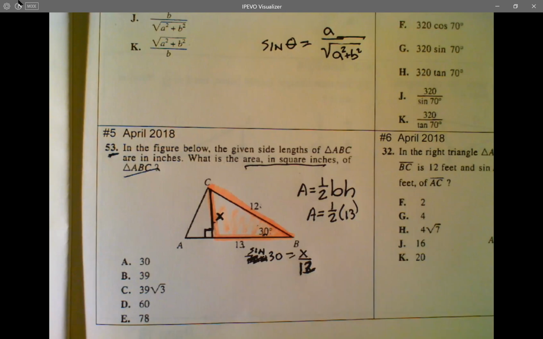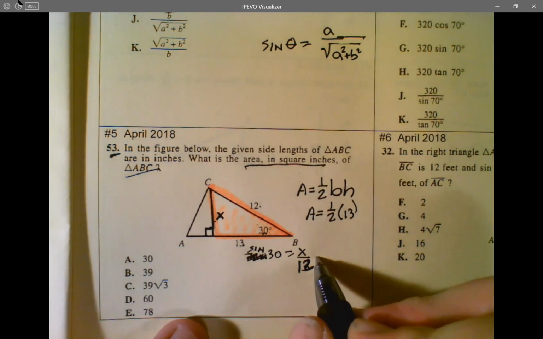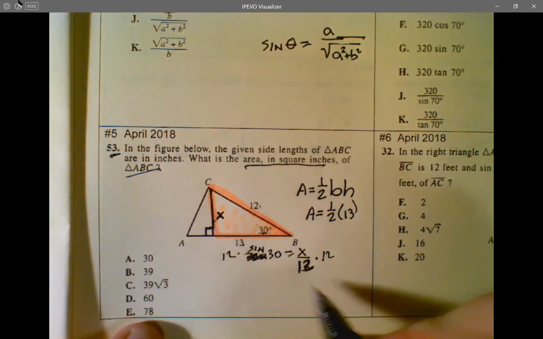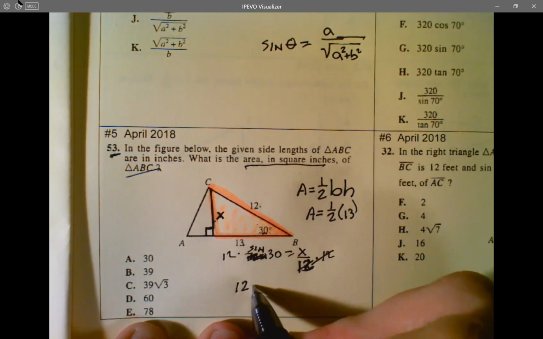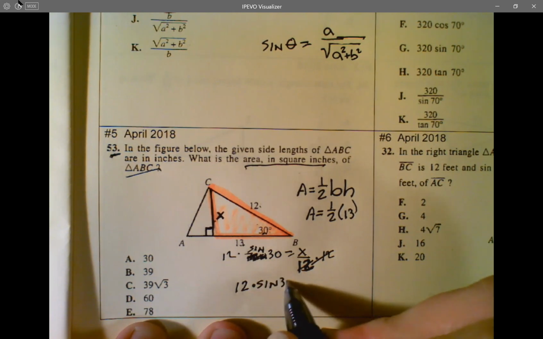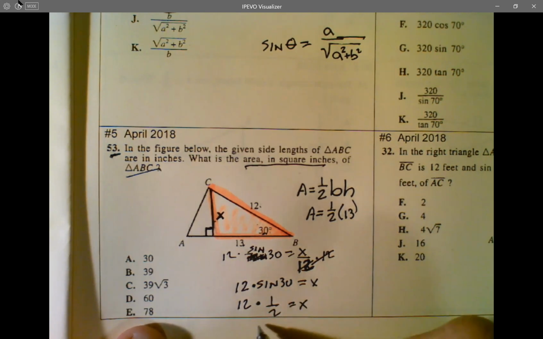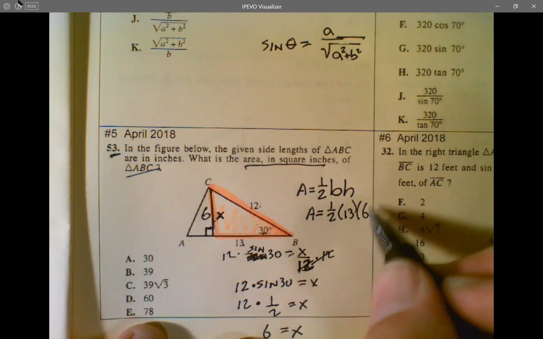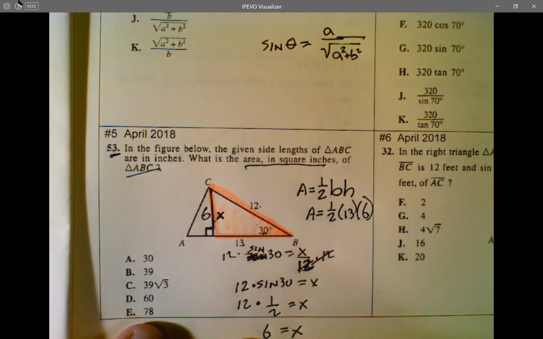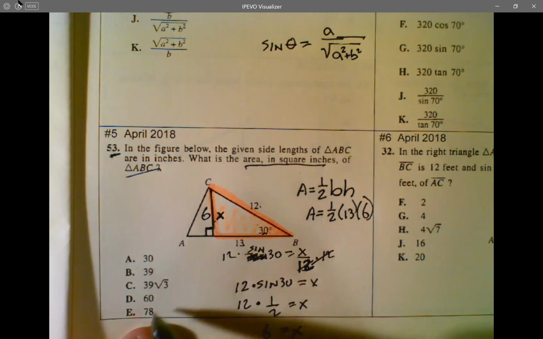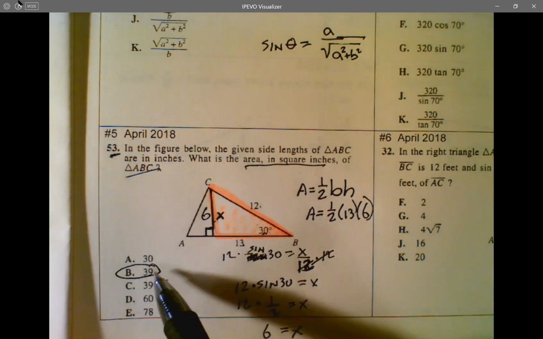Those of you that are in pre-calculus, hopefully you remember your trig and you remember that the sine of 30 is 1/2, but you can use your calculator. So if I multiply both sides by 12 to cancel this out, I have 12 times the sine of 30 is x, or in other words, the sine of 30 is 1/2, and so 12 times 1/2 is 6. So this side here is 6, so it's 1/2 times 13 times 6, which is 39, I believe. If you forget the half, you get 78.